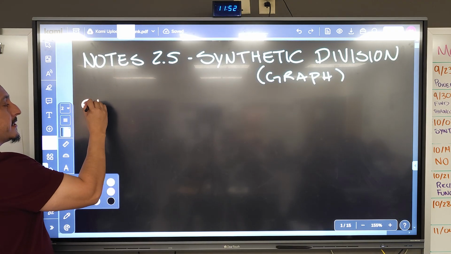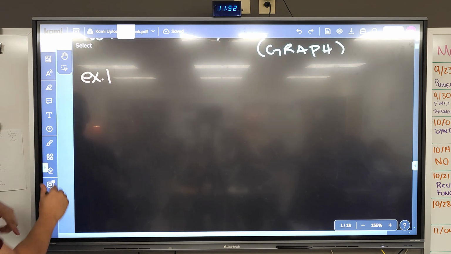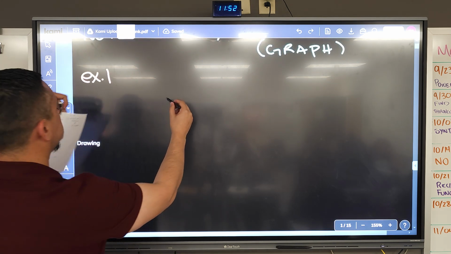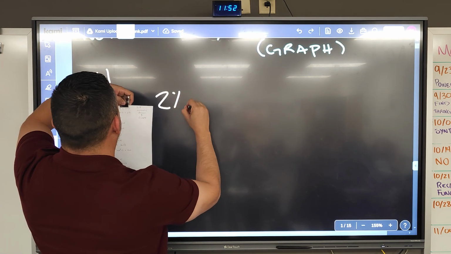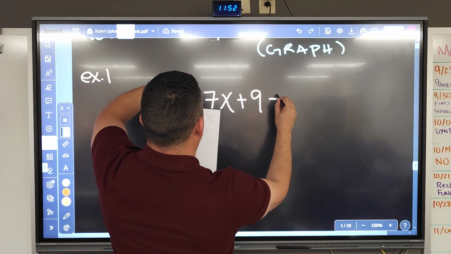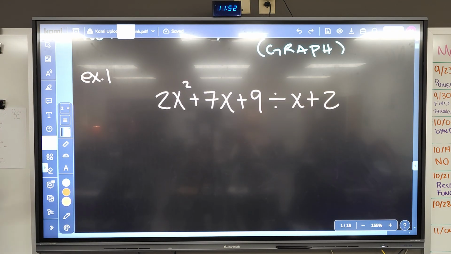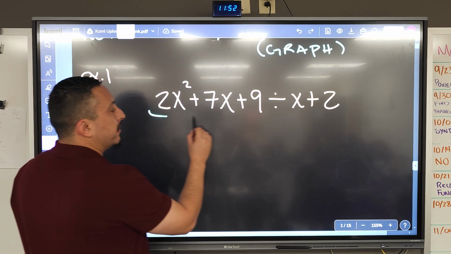So the first example, this is where I'll explain in detail how to do synthetic division. After that, we'll just kind of go through it faster, okay? So this example will be very detailed. Let's have 2x squared plus 7x plus 9 divided by x plus 2. Okay. Now, before we jump in there and do synthetic division, let's extract the information we know from this.